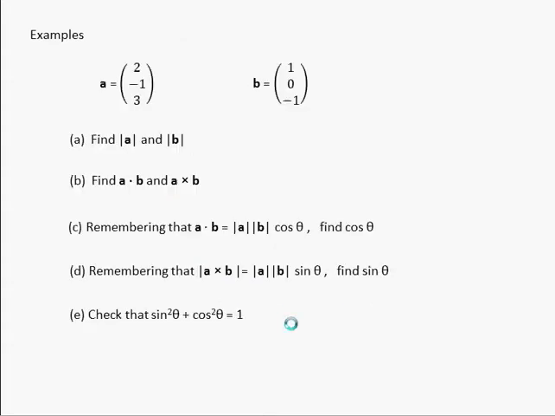Two more examples. Okay, here's a question. Maybe you want to stop the video right now and see if you can do this, and come back in a minute and I'll show you the answers.